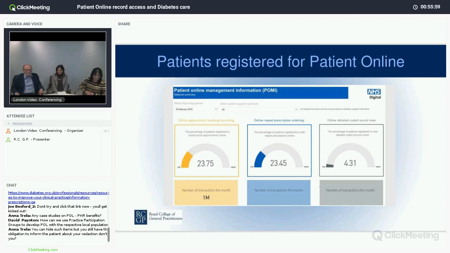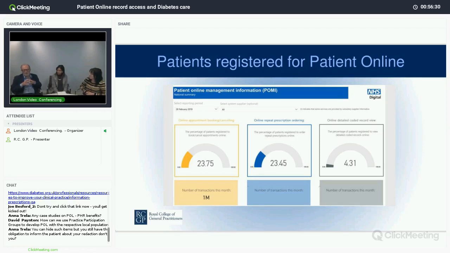The last question then. You can hide items of data, but do you still have the obligation to inform the patient about your redaction? That's actually a very good question. I think it's quite important that you're clear about that. Would you like me to answer that one? Because I think there's a number of items come out of that.